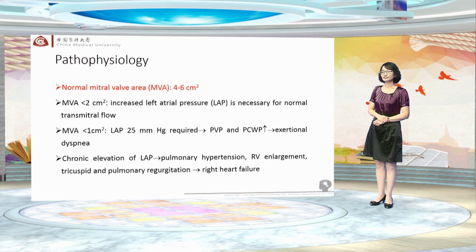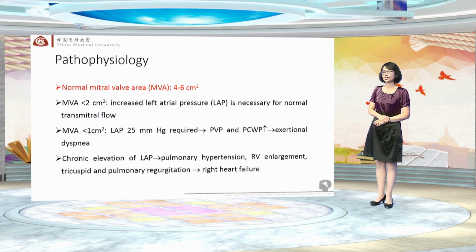However, if this area continues to decrease to 1 square centimeter, the left atrium pressure should be as high as 25 millimeters of mercury. And then the pulmonary vein pressure and the pulmonary capillary wedge pressure will be elevated at the same time. And then the patient will present exertional dyspnea.